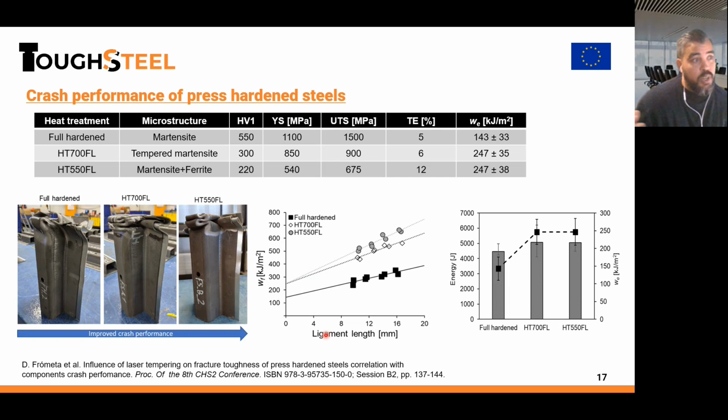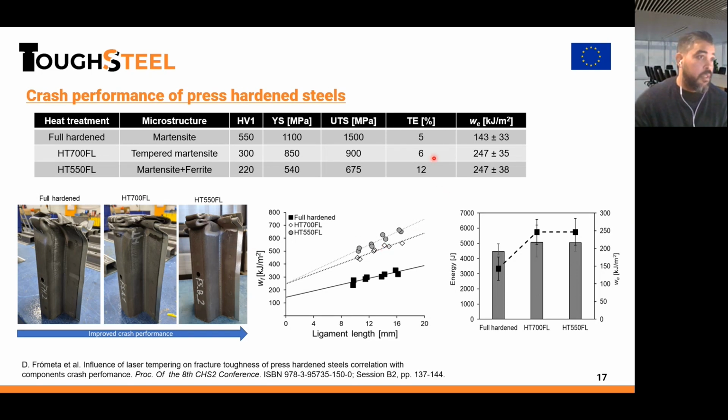And then we could correlate these fracture toughness values with the fracture performance and the crash performance of these press hardened steels, which were subjected to this axial crash test. So we could correlate these parameters both with the energy absorbed during the test, and also with the cracking appearance of the tested coupon. Something similar to what we showed in the previous research.